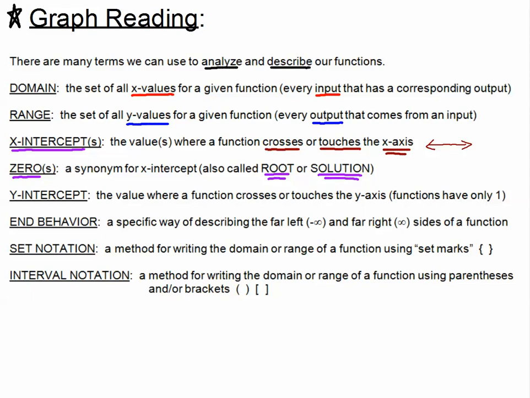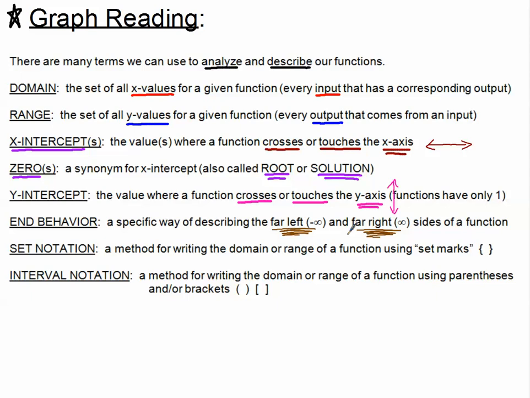The y-intercept is where the value of a function crosses or touches the y-axis. Now the y-axis, of course, is the vertical axis. A function will only have at most one y-intercept. End behavior is a specific way of describing the far left side of a graph and the far right side of a graph. We're going to go into more detail in the second tutorial on that.